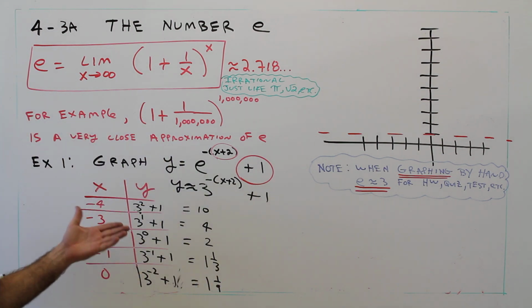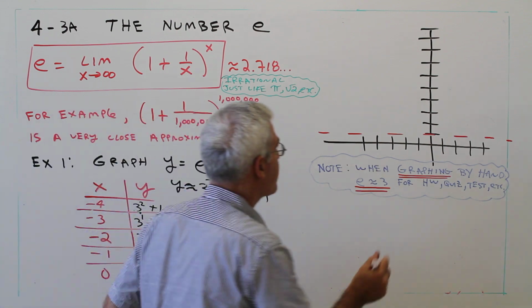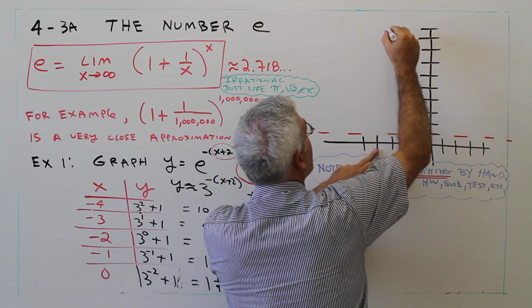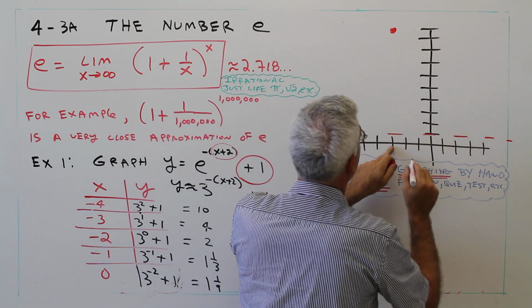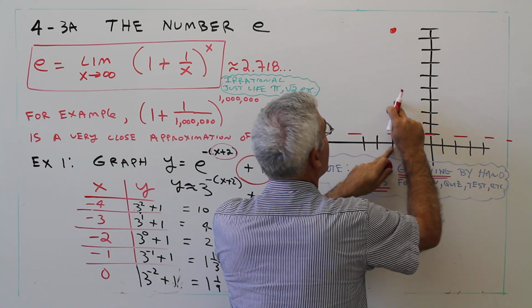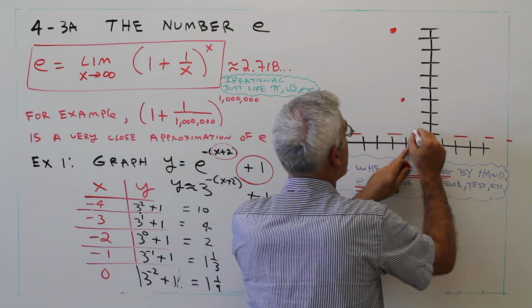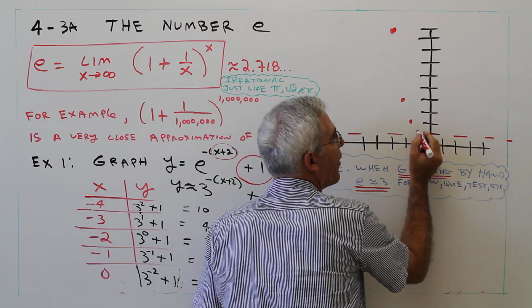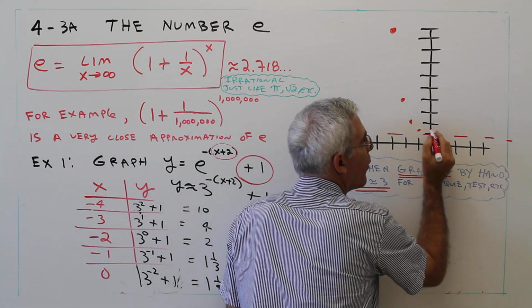Okay, so we'll just plot these points. -4 by 10. 1, 2, 3, 4 by 10. -3 by 4. 1, 2, 3, 4. -2 by 2. -1 by 1 1/3. And 0 by 1 1/9.